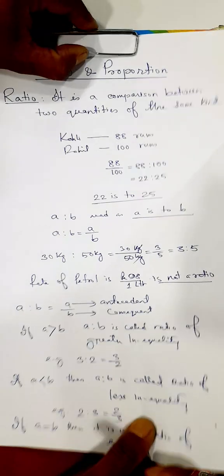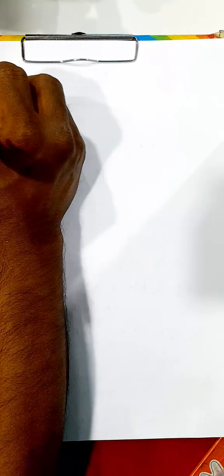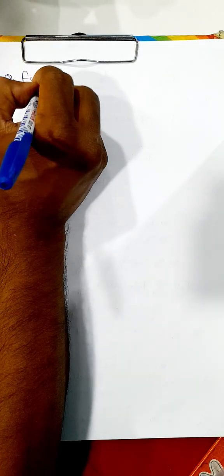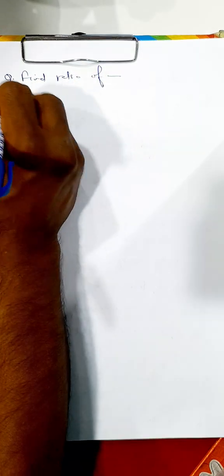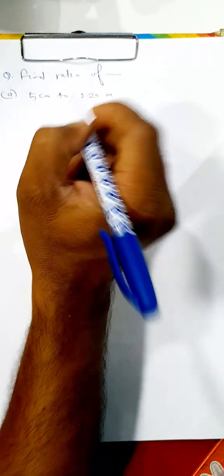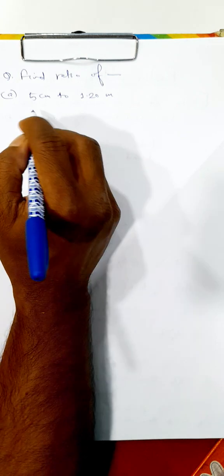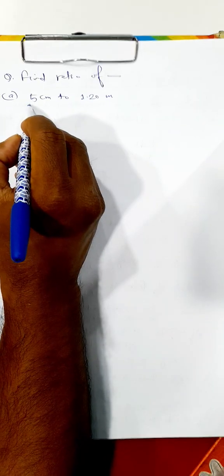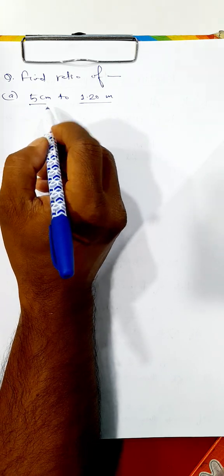Now let's do some exercise. Say for example, find ratio of, say question number A is 5 centimeter to 1.2 meter, suppose. Now what is a ratio? Ratio is a comparison between two quantities of the same kind. Now these are quantities of the same kind. They are trying to mean length, right?